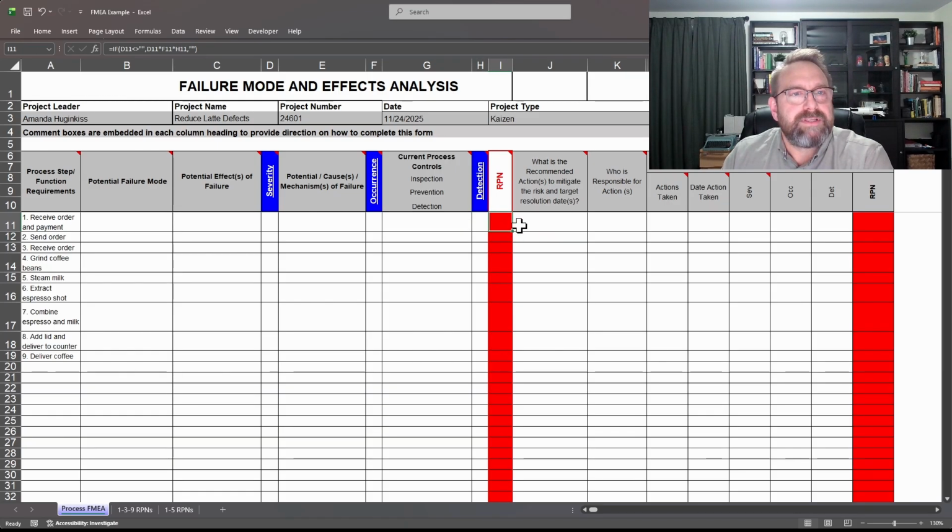And then this column right here, the RPN, or risk priority number. This is why we use a spreadsheet, because this is a calculation of the product of severity, occurrence, and detection values. To me, this is the most important column. We've turned qualitative information into something that is quantified.